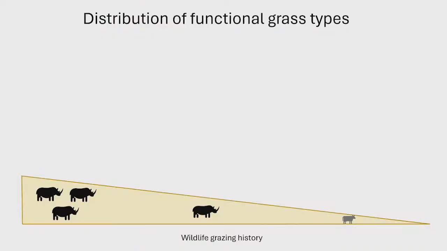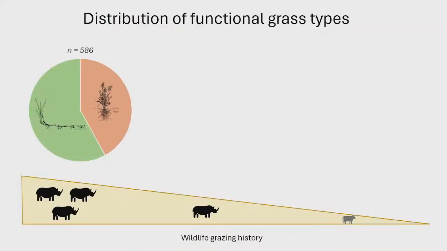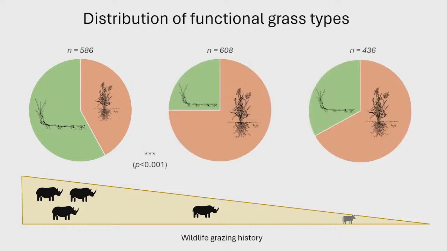So from above ground surveys, what we found is that in the area with a longer history of wildlife grazing, we did find that most of the grasses that we found were lawn grasses, significantly so, more than in the areas with less grazing. There was slightly more lawn grasses in the community area, although this was not significant between the two areas that have low grazing.